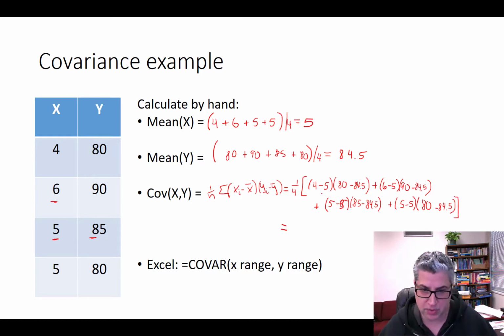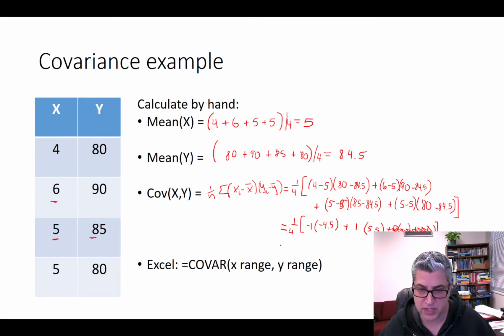So we'll just plug in some numbers here. We get 1/4. 4 minus 5 is -1. 80 minus 84.5 is -4.5. 6 minus 5 is 1. 90 minus 84.5 is 5.5. And then we've got 5 minus 5, which is 0, times something. This 5 minus 5 is 0 times that, and the zeros cancel.